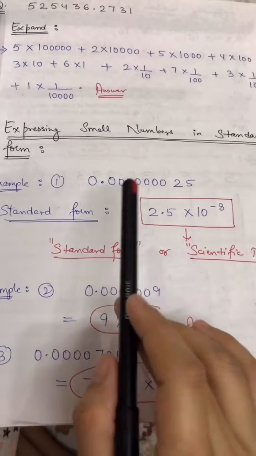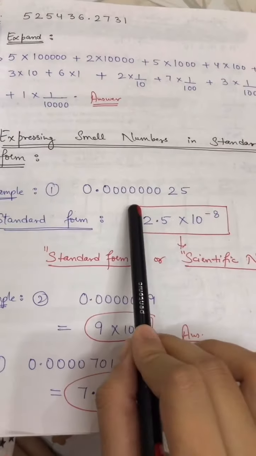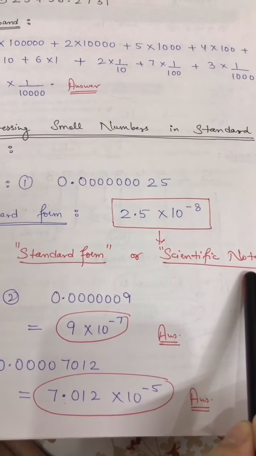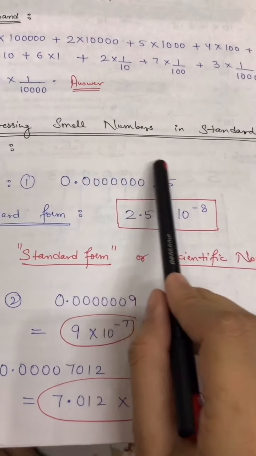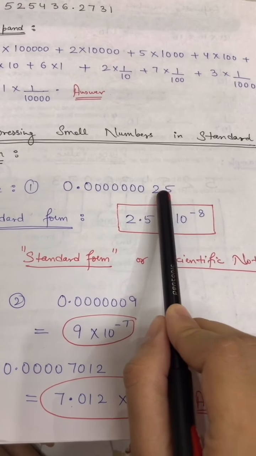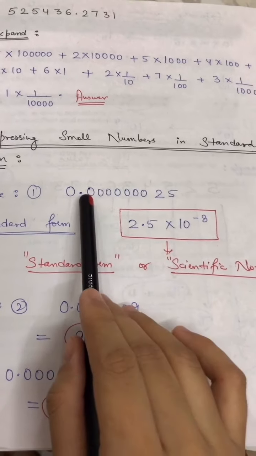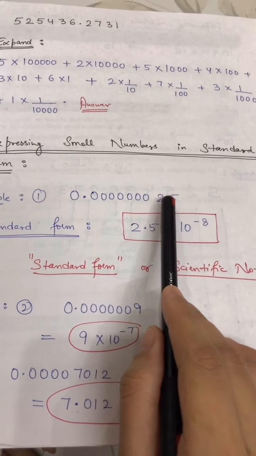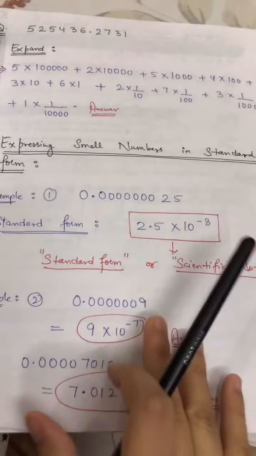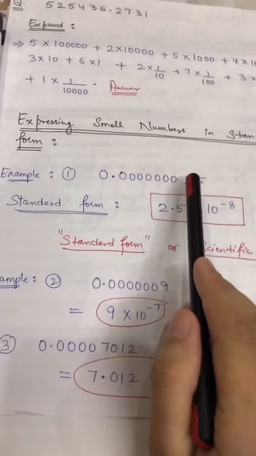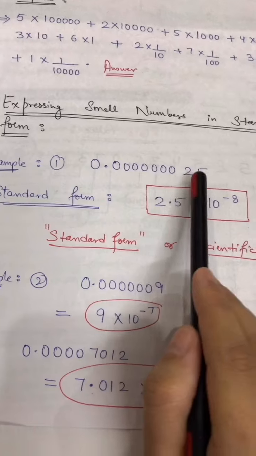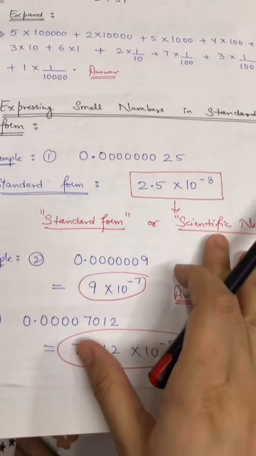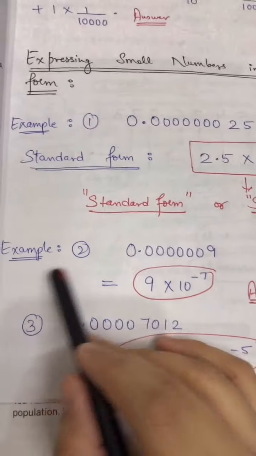This kind of question will come in the paper: write this number in standard form or scientific notation. You have to place the decimal after the first digit, even if so many zeros are there in the statement. Then count how many digits are there before it, and multiply with 10 raised to that power. Now the next example is here.